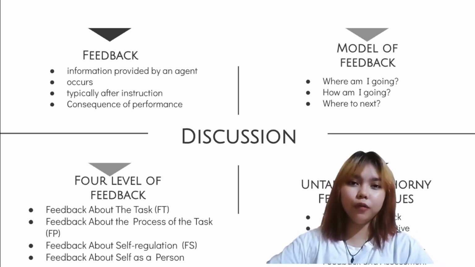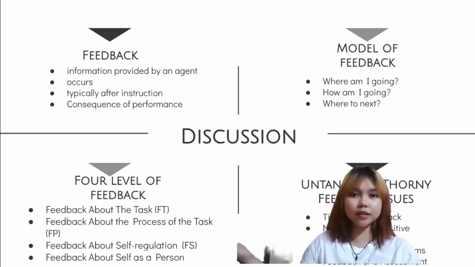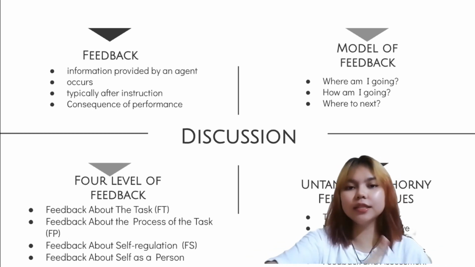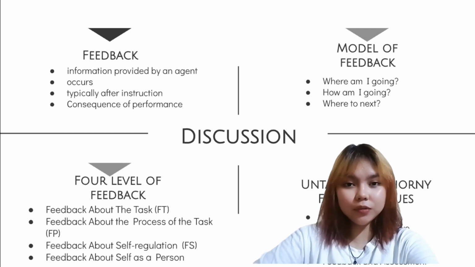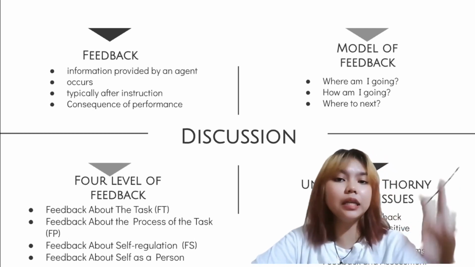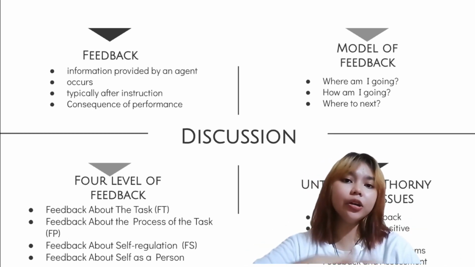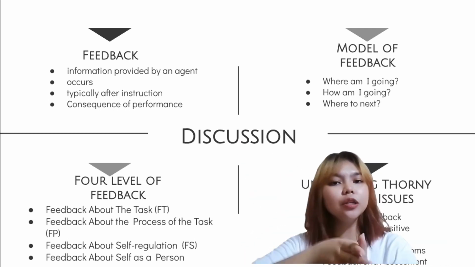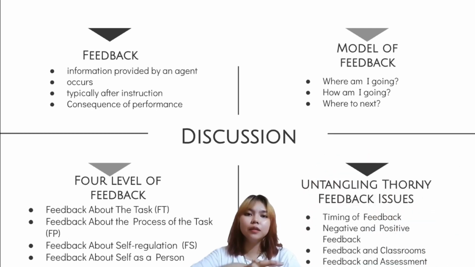So feedback is information provided by an agent, for example a teacher, peer, book, parent, and experience, regarding aspects of one's performance or understanding. And it occurs typically after instruction that seeks to provide knowledge and skills or to develop particular attitudes. Feedback also has a model, which we call the feedback model, and this identifies three major feedback questions: where am I going, how am I going, and where to next. And there are also 4 levels at which feedback is focused: feedback about the task, process, self-regulation, and self as a person. And using the 4 levels and 3 questions, the thorny feedback issues will be untangled by Ms.